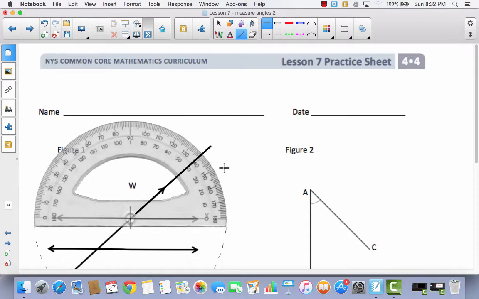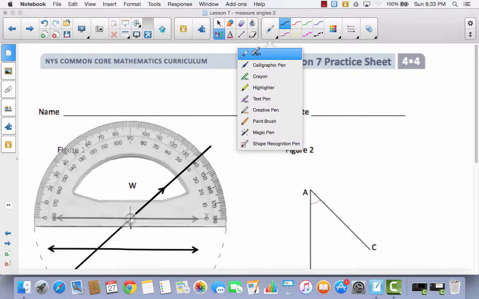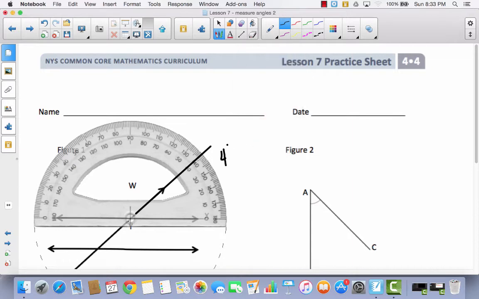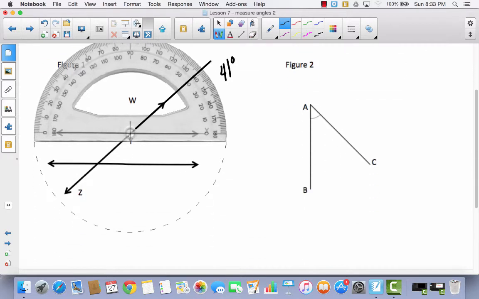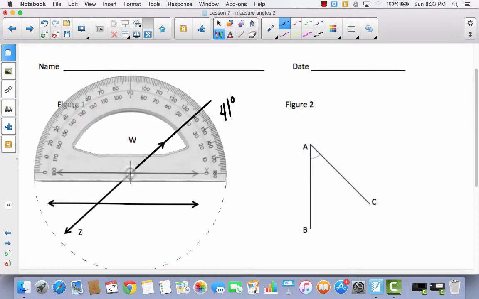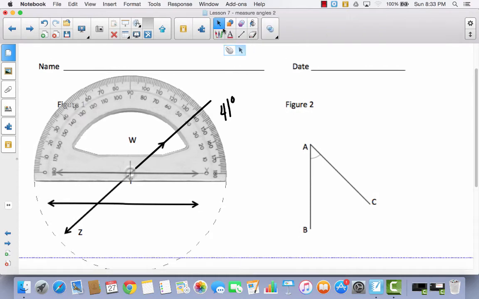Okay, so you can see that this angle is either 139 degrees or it's 41 degrees. But by looking at this angle, I can see that it is definitely an acute angle. And I know that 139 degrees would not be an acute angle. So the measurement of this angle would be 41 degrees because that's the only acute measurement. Okay, see if you can measure figure 2 and then come back and see if you got the same thing as me.